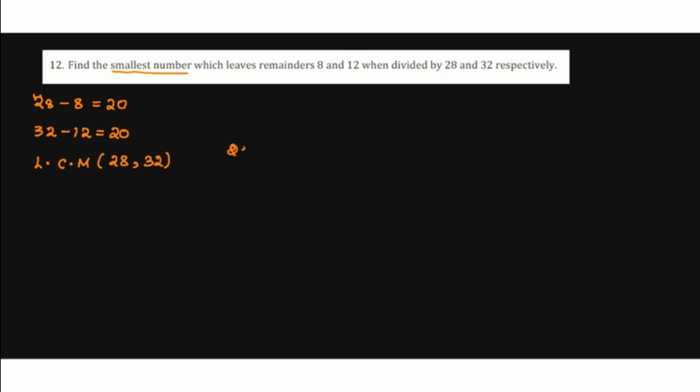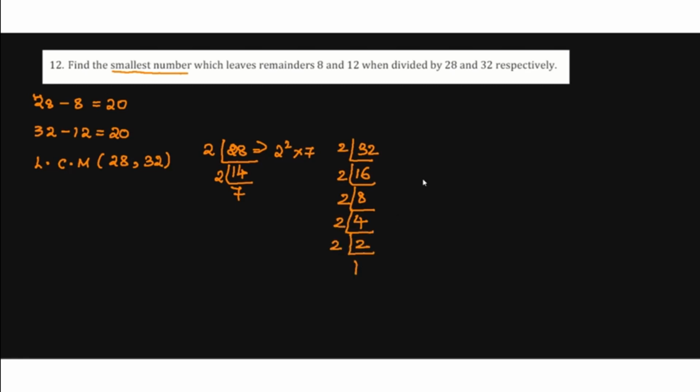When I do the prime factorization for 28, I get 2 square into 7. Similarly, when I do it for 32, I get 2 power 5. So the LCM is 2 power 5 into 7, which comes out to be 224.